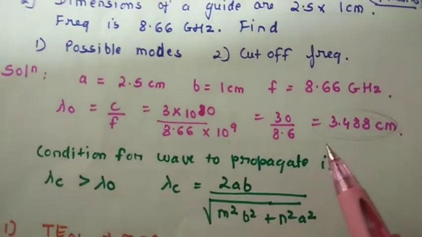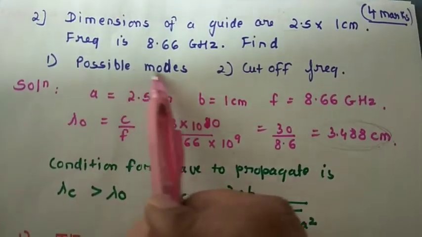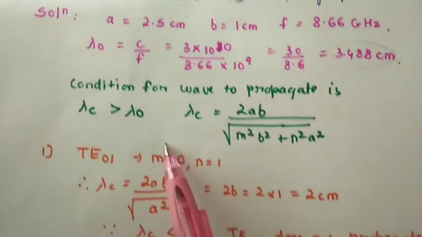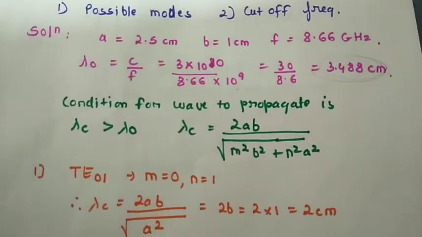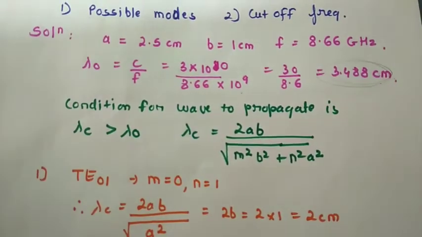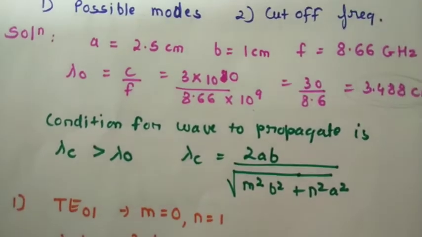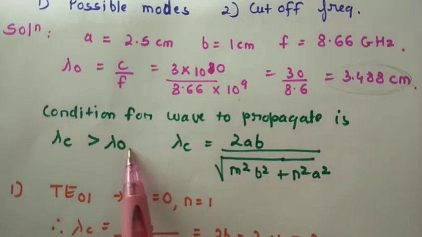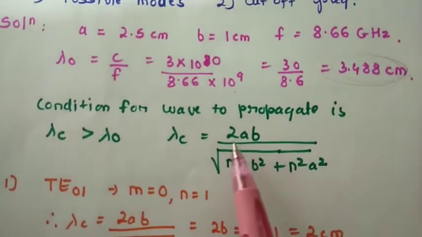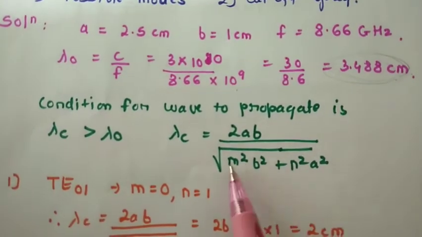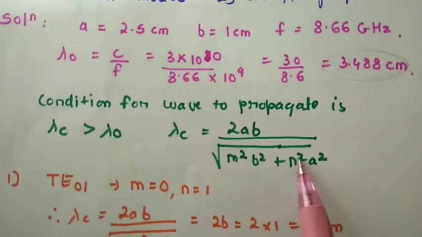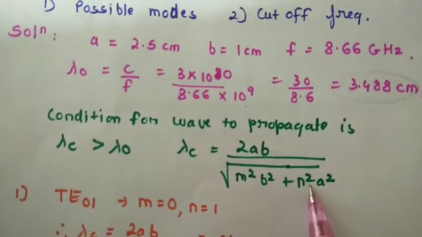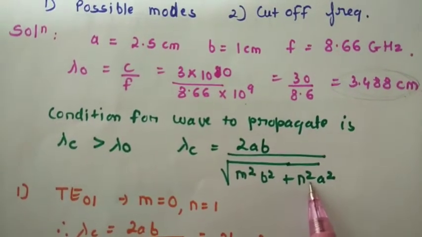So this is the operating wavelength for this rectangular waveguide. Now we have to calculate the possible modes, and the condition for the wave to propagate is that lambda c should be greater than lambda 0, and lambda c is 2ab upon square root of m square b square plus n square a square, which we have already seen in the definition and the formula related to this.